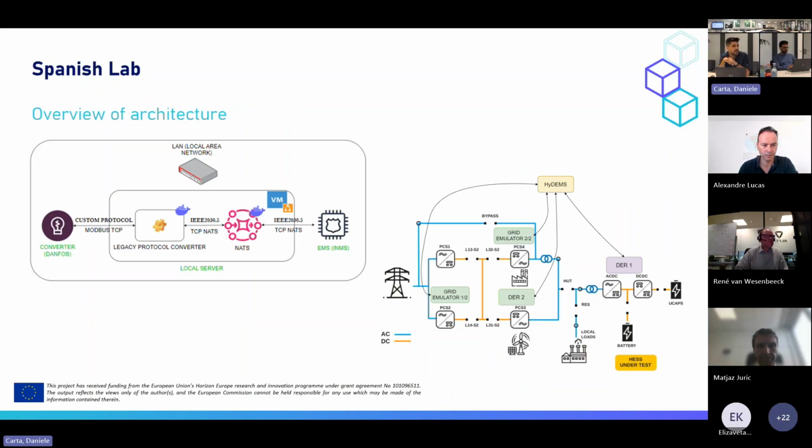Here, the architecture doesn't involve any cloud or cellular communication because everything was inside the lab environment. Nevertheless, the legacy protocol converter was implemented in a dedicated server, and the communication was made between the various assets in the lab and the energy management system of this pilot, again, in Spain.